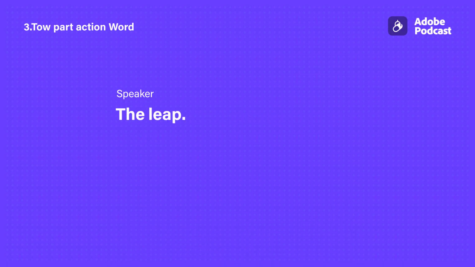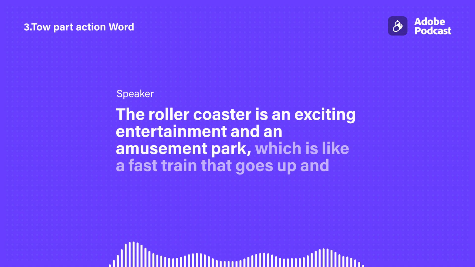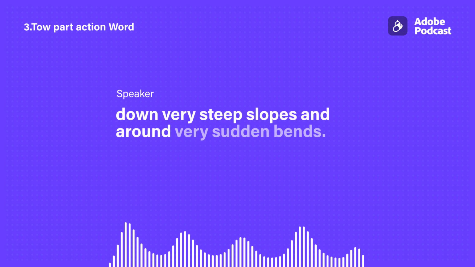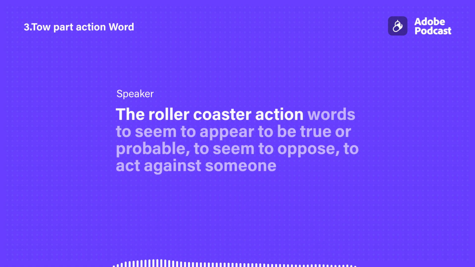The leap. An abrupt, large jump. The roller coaster. Is an exciting entertainment in an amusement park which is like a fast train that goes up and down very steep slopes and around very sudden bends. The roller coaster. Action words.